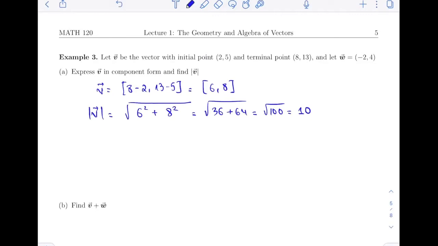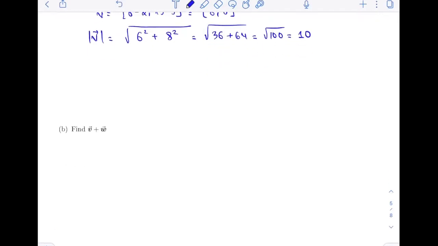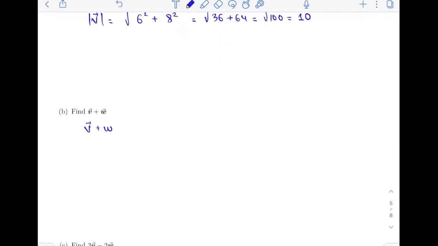All right. Now, with the new vector v and a given vector w, we can combine them together through vector addition. So v plus w is equal to 6, 8 plus negative 2, 4. So you can combine these two vectors together component-wise. You get 6 minus 2, 8 plus 4. This is equal to 4, 12.